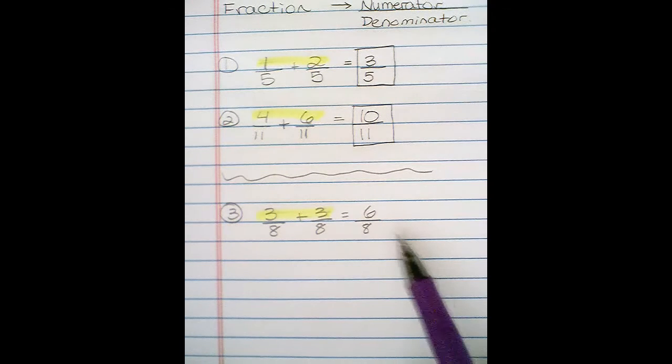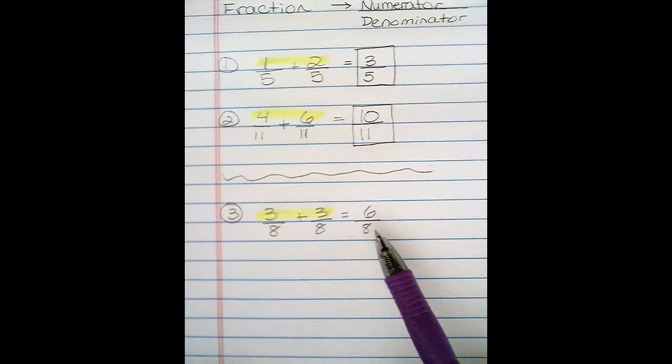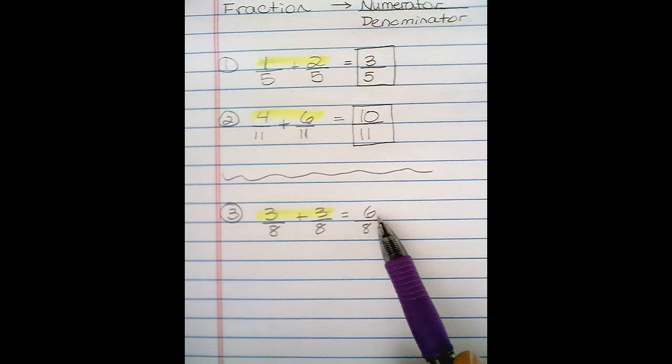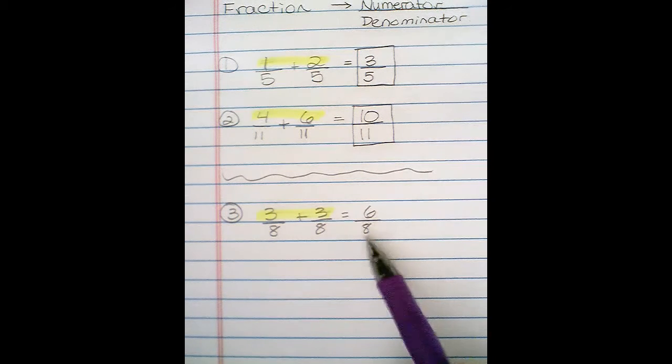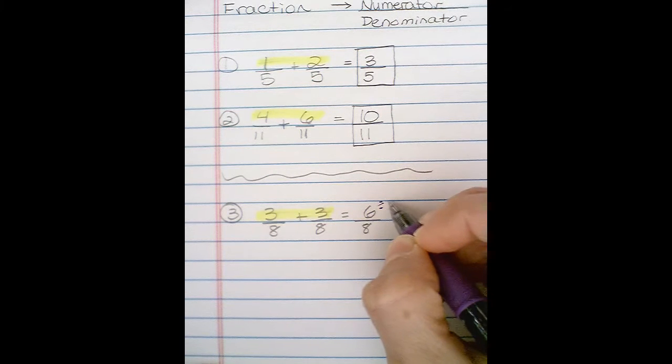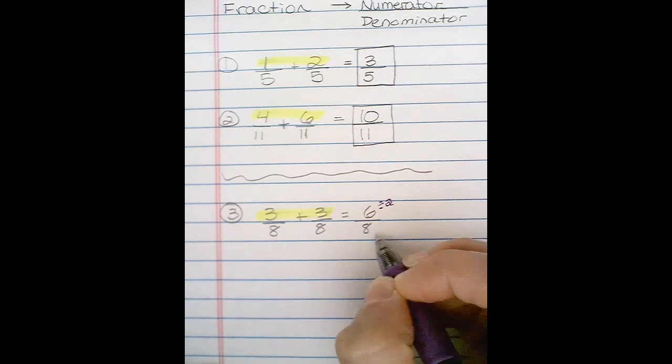However, we are not completely done. This is the extra step. We can still simplify this fraction. So, the question I ask myself now is, what number goes into both 6 and 8? I know that 2 can go into both 6 and into 8.